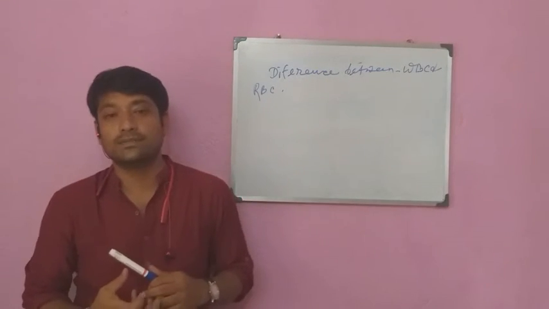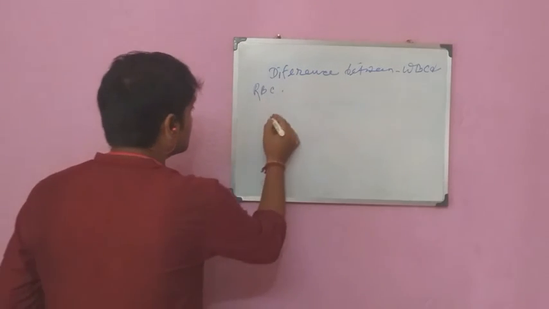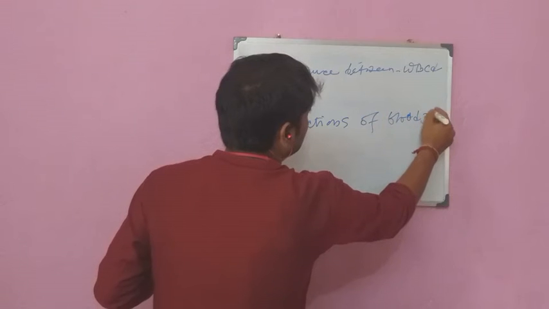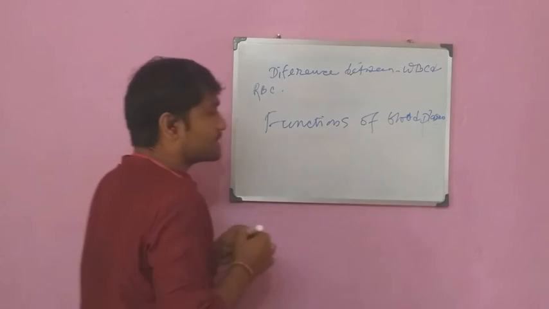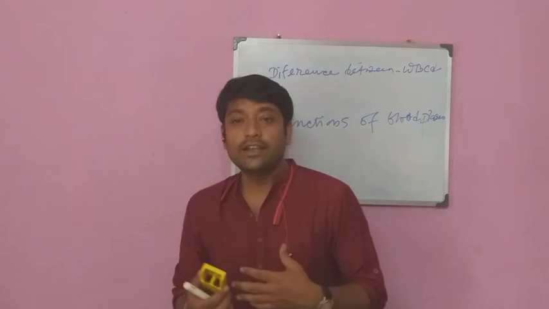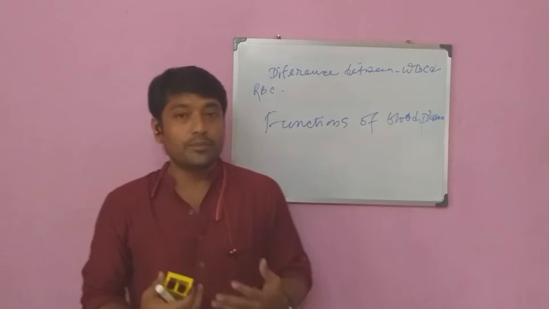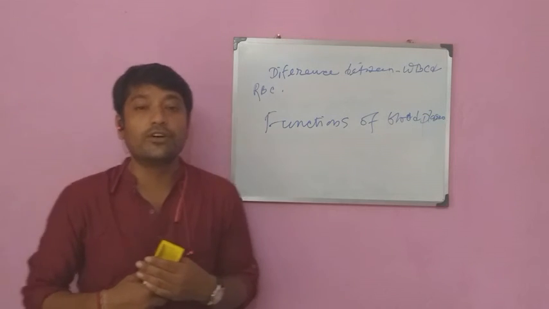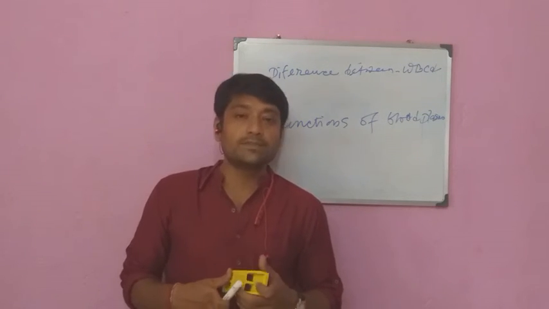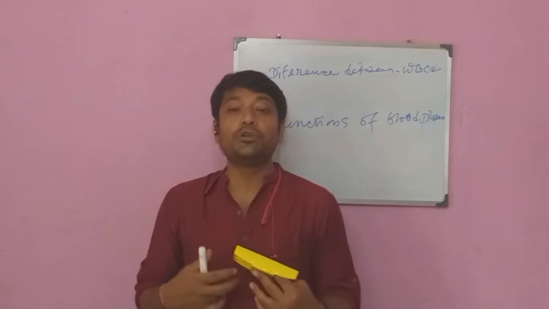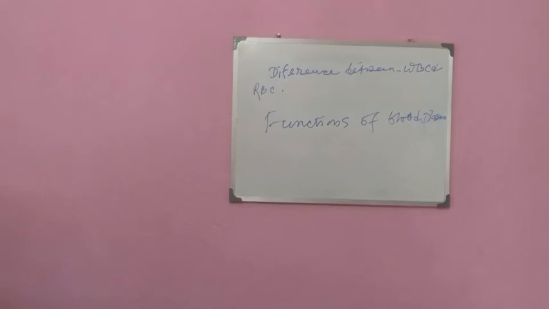What are the functions of blood plasma? The functions of blood plasma: transport of digested food from the alimentary canal to tissues; transport of excretory materials from tissues to excretory organs; distribution of hormones from the glands to their target sites; and distribution of heat in the body to maintain the body temperature also. Understood? Now look, another important question: state the functions of blood.